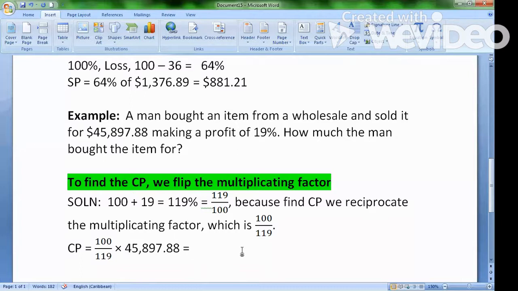38,569.64 cents. Very good. How much cents do you get? 64. Which number comes after the 4? 7 comes after the 4, so you can put 65. So it's actually 65. So that's the answer.